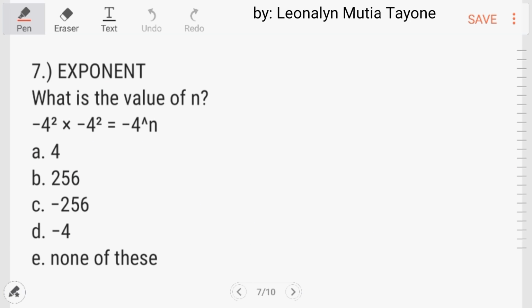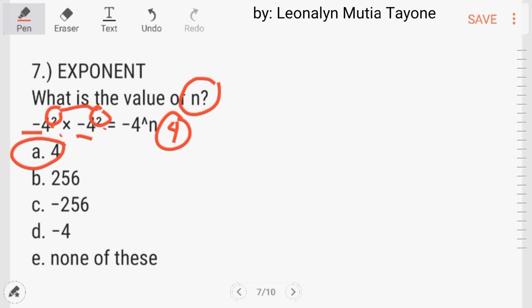Number 7, exponent. What is the value of n? Remember, may lumabas na ganito sa civil service exam. Ang tanong, yung value lang ng n. Multiplication tayo. So, pareho ang base. Bali, i-add natin yung exponent. 2 plus 2, and that is 4. So, ang answer dito ay letter A.